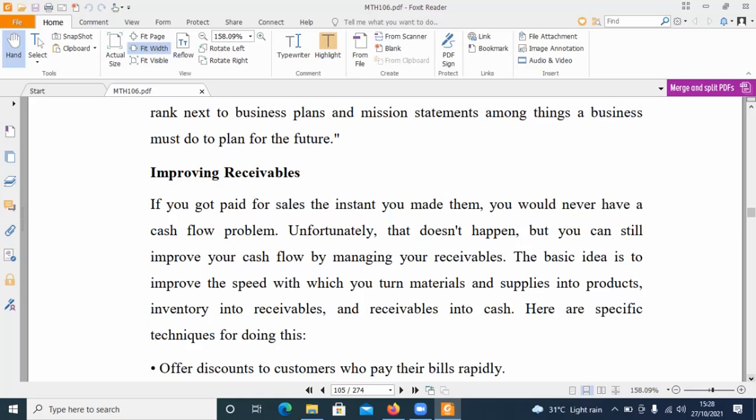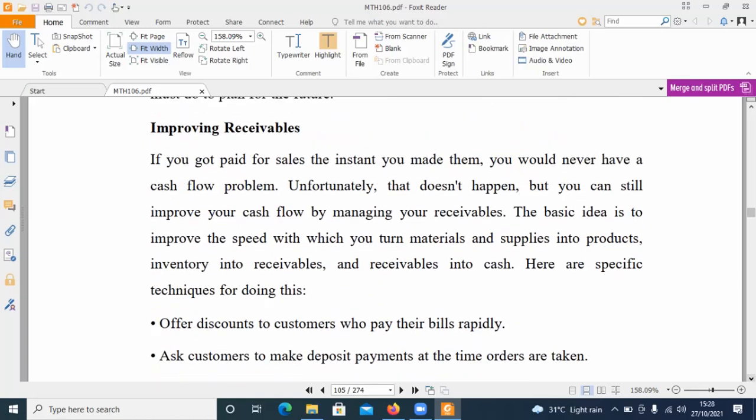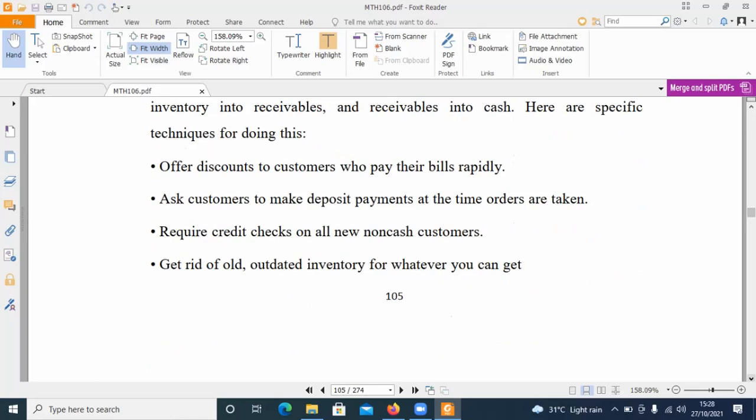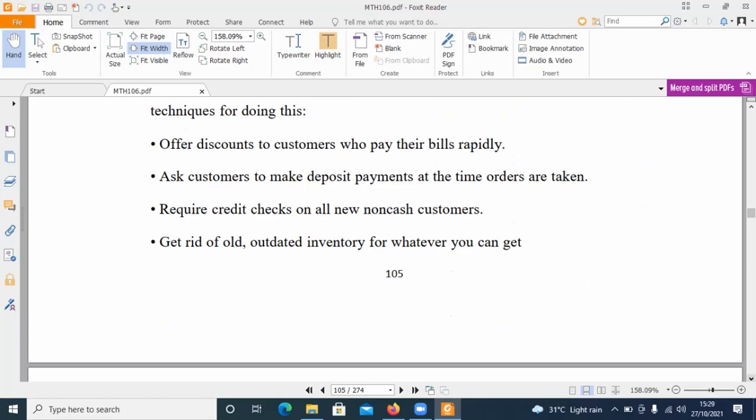Here are specific techniques for doing this. So these are specific techniques of improving your receivable. Offer discounts to customers who pay their bills rapidly. That is, if you want money to come in on time, you can give a discount to customers so that they can pay on time. Ask customers to make deposit payments at the time orders are taken. So that's another way. Before you give them any product, you allow them to make some payments, so that there can be cash flow into the business.